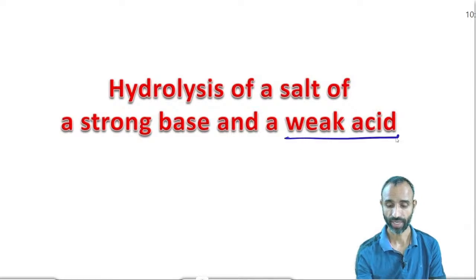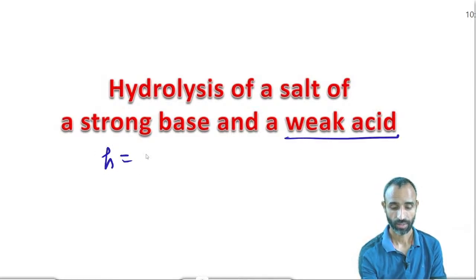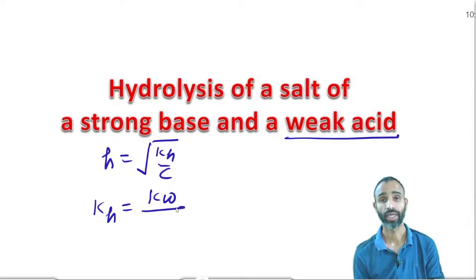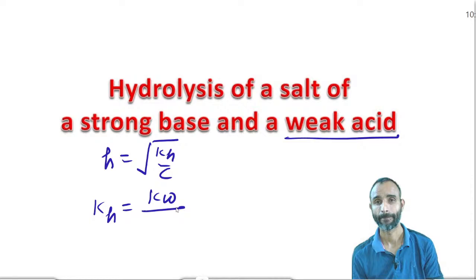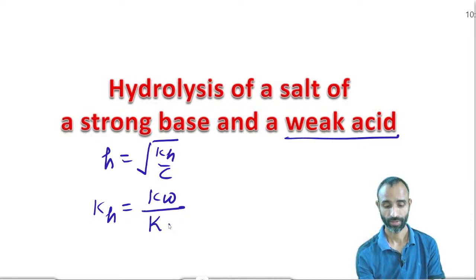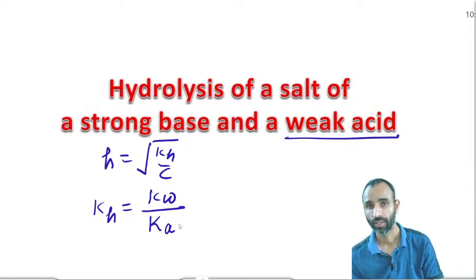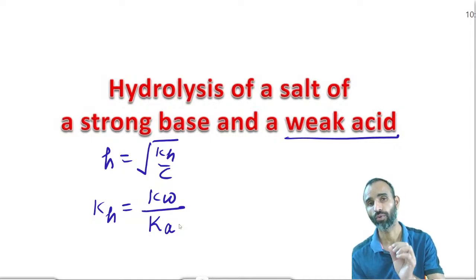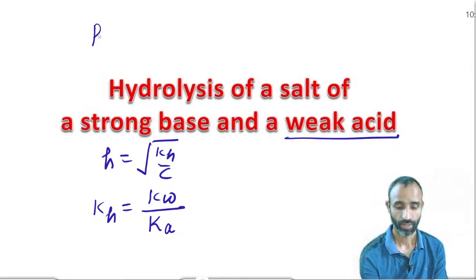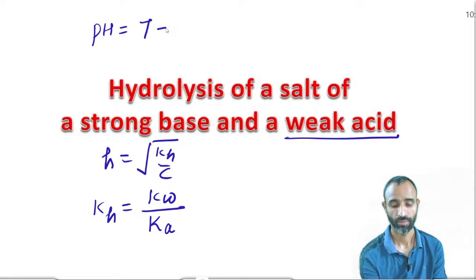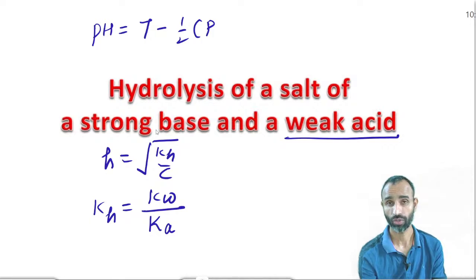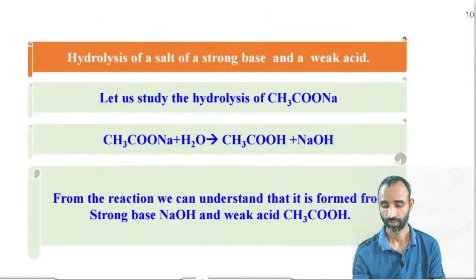If we have weak acid, in this case again h is the same, under root Kh upon C. So what is Kh here? Kw upon Ka. In case of weak base it was Kw upon Kb. If it is weak acid, then it is Kw upon Ka. And here pH was 7 minus half of pKb plus log C. In this case it becomes 7 plus half pKa plus log C.